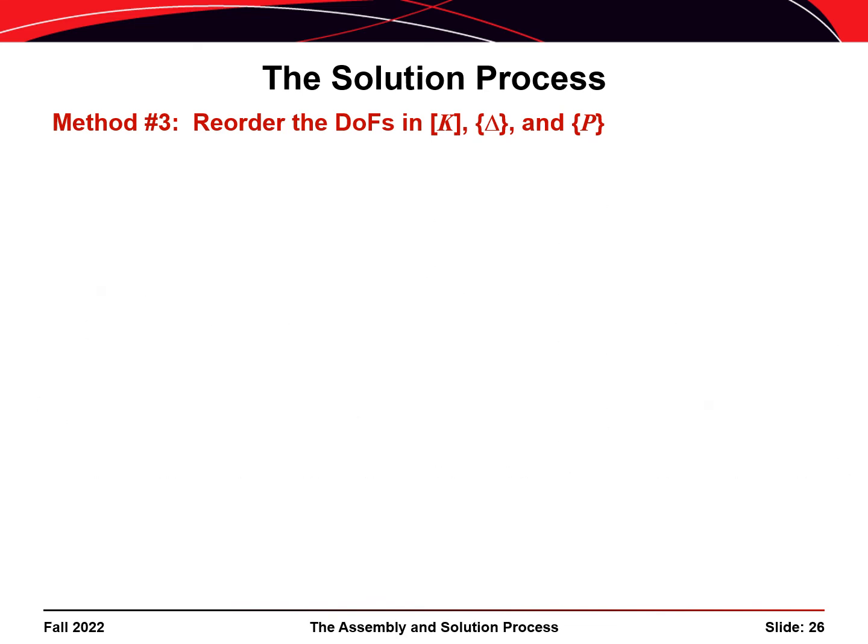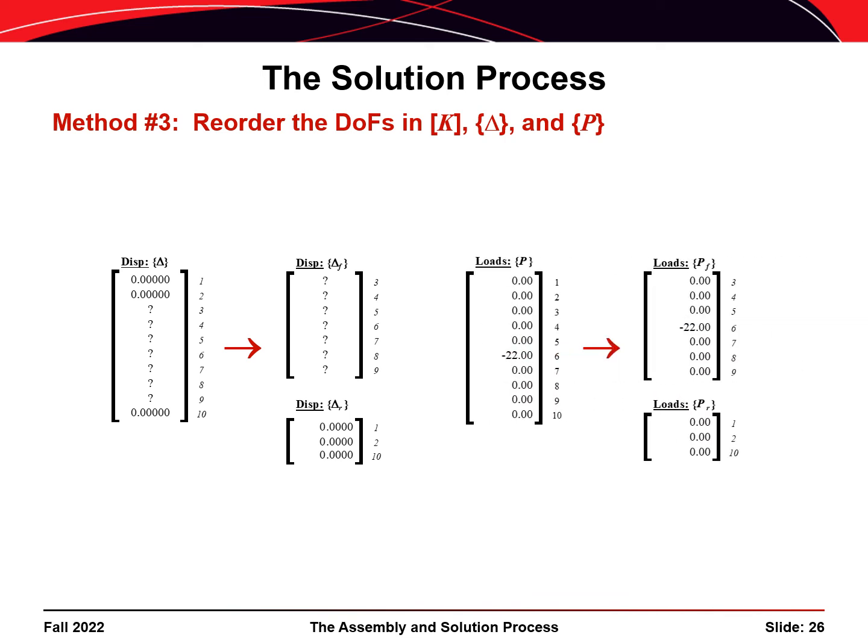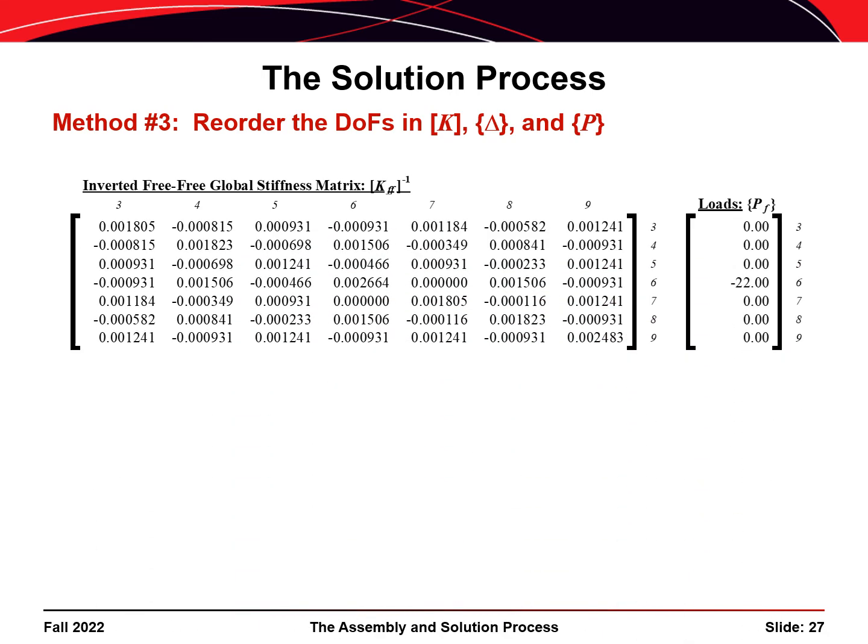The same process is applied to the displacement vector delta and the load vector P, as is shown here. At this point, we can invert the free stiffness matrix and multiply it by the load matrix and get the free displacements for the structure.